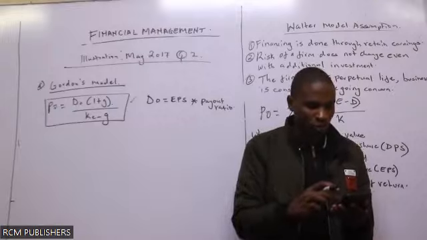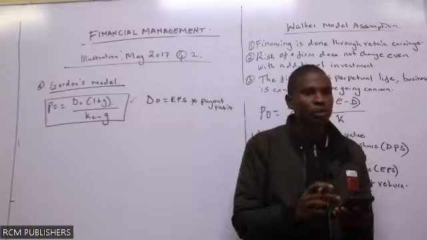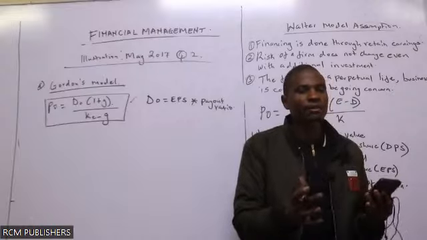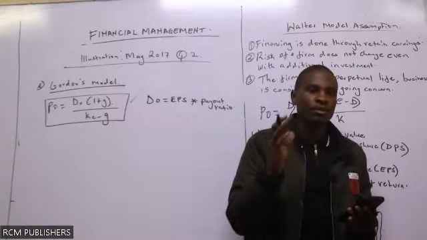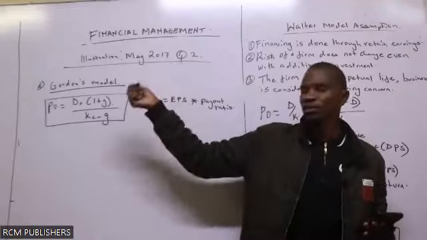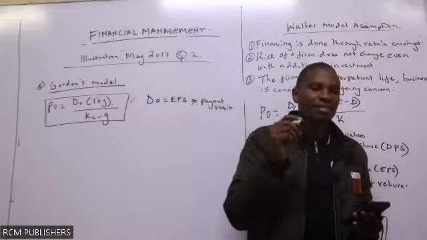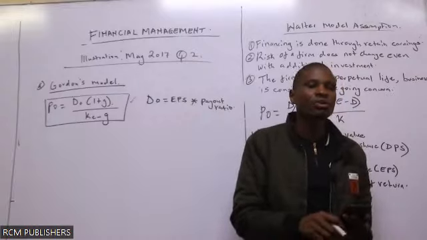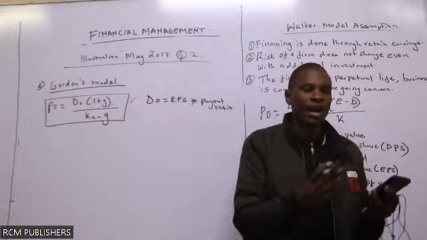We need someone to help us tell this. We need to get our current dividend, that is D0, because it is part of our formula. But the examiner has not given us that directly.